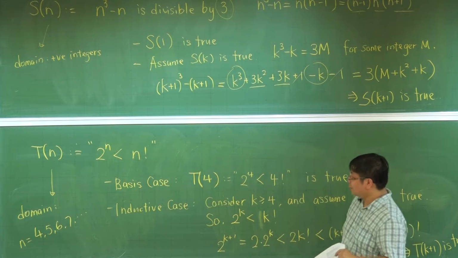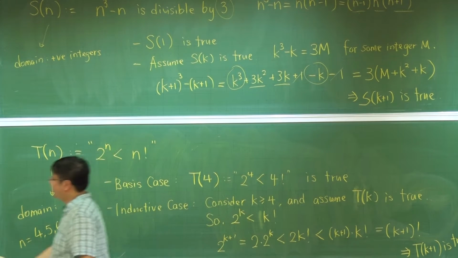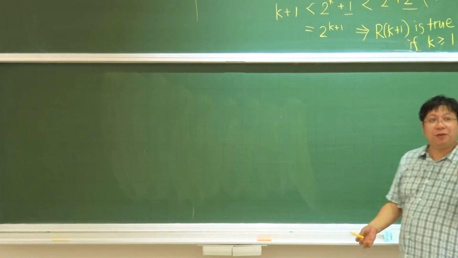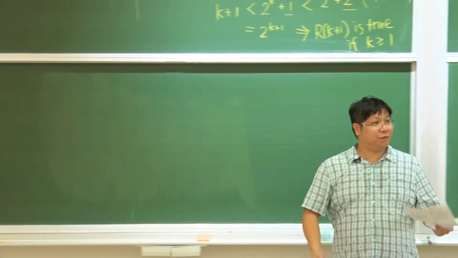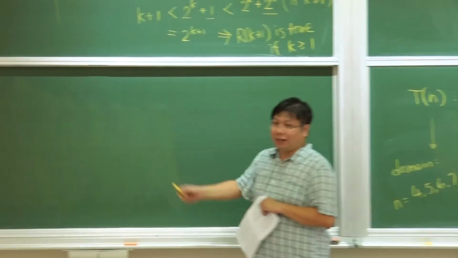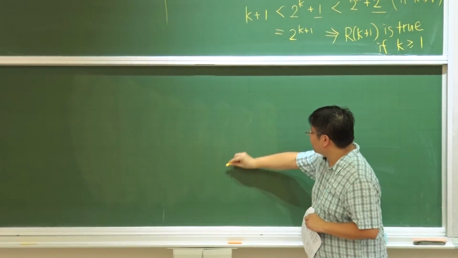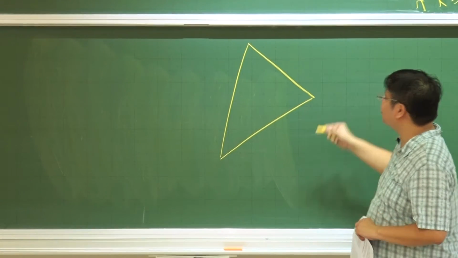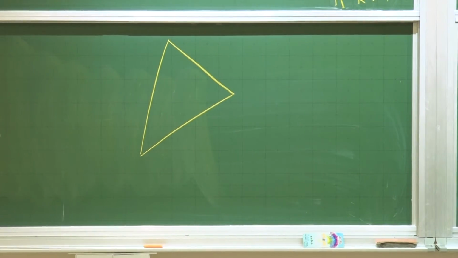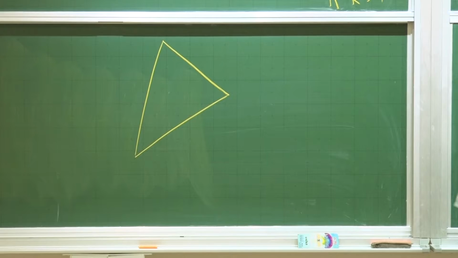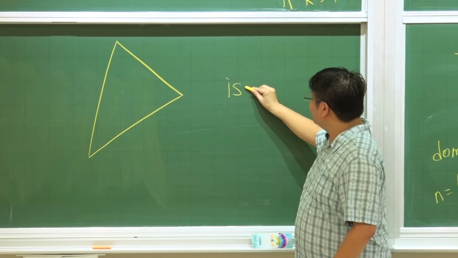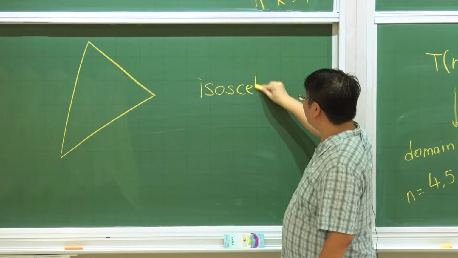Okay, now let's do something interesting. Last time, I wanted to give you an example of a wrong proof and see if you can find out the mistake. So now I'm drawing any arbitrary triangle. I'm drawing any arbitrary triangle, but I want to show that this triangle is isosceles. Okay, isosceles triangle.